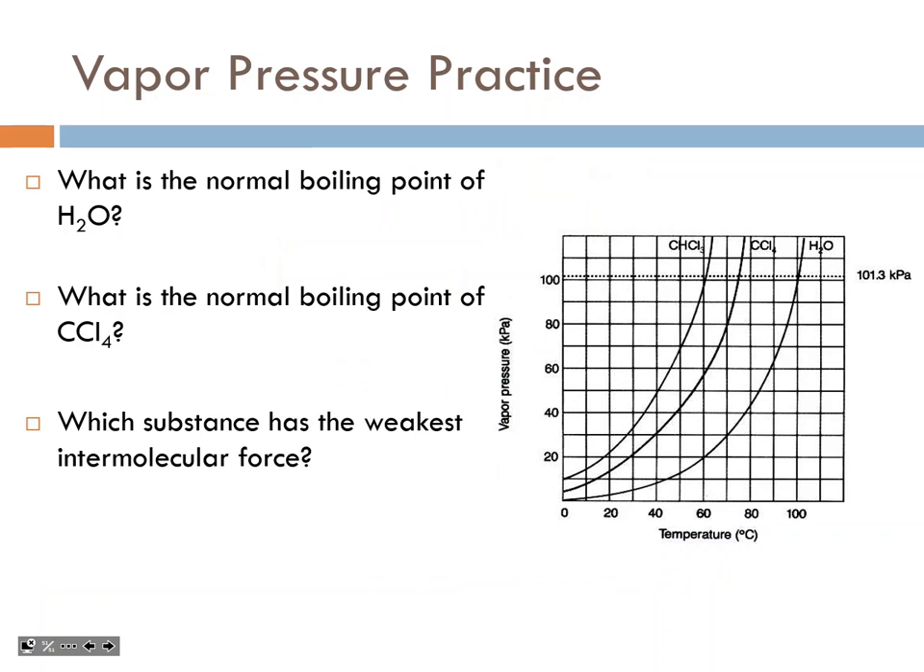What is the normal boiling point of water? So make sure you reference here 101.3 kPa. That is standard pressure in kilopascals. So we look here at the water, at the normal line. So that's obviously going to be 100. Very good. What is the normal boiling point of carbon tetrachloride?